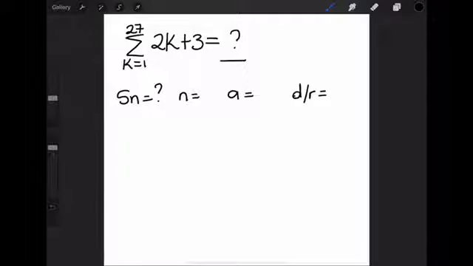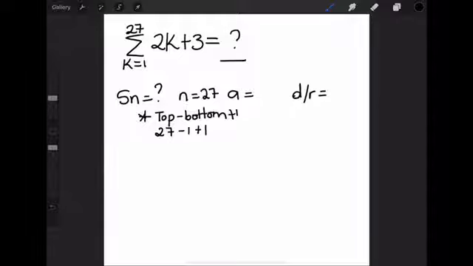Our general formula for always finding n when we're using sigma is going to be the top value minus the bottom value plus 1. Now this formula you can apply in any sigma question. So in this case, it's going to be 27 minus 1 plus 1. Therefore n will be 27.